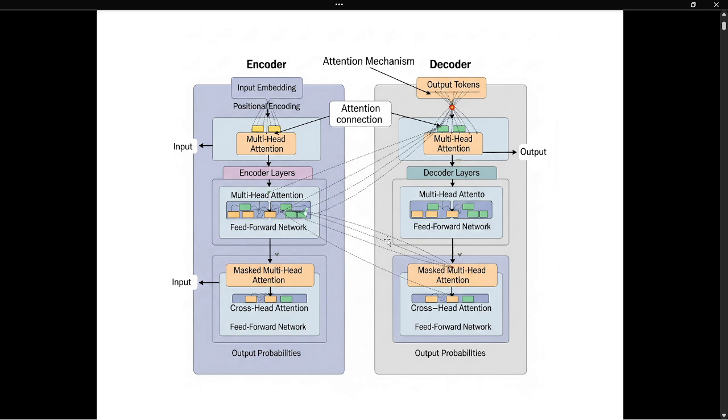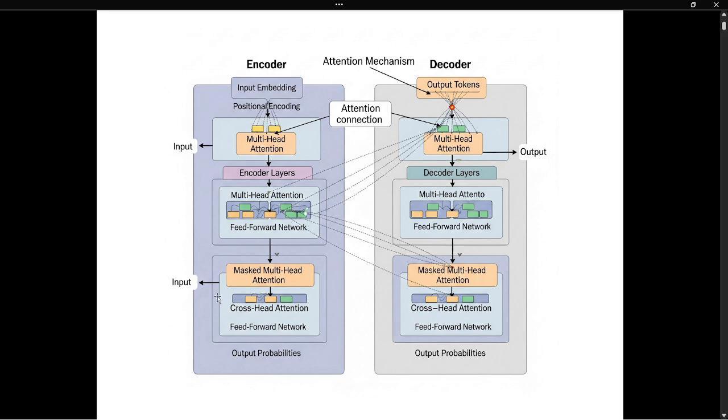Now the decoder predicts tokens one by one. It has masked attention, cross attention, and a feed forward network. Masked attention looks only at past words, not the future. Cross attention looks at the encoder output, the input sentence. The feed forward network refines this to help the decoder know both what is already generated and what the input means. So it helps both ways.